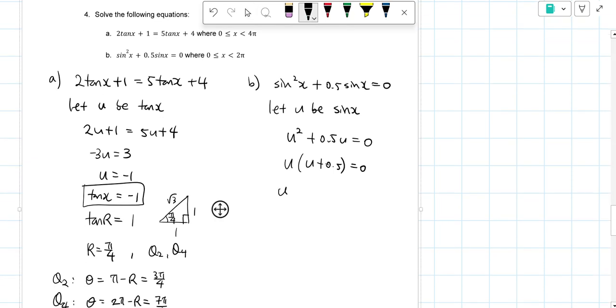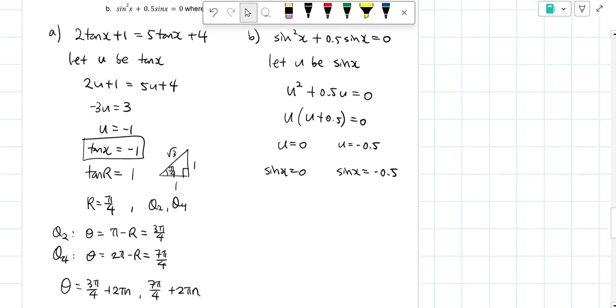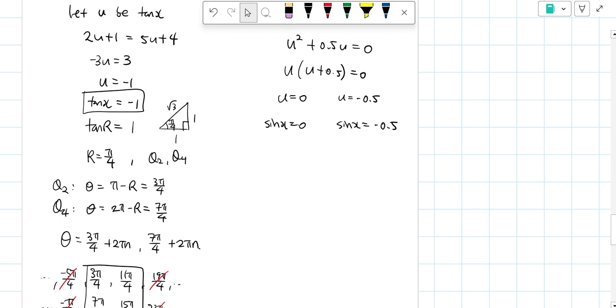What does that mean? Well, this means that u can be 0 and u can be negative 0.5. It's either or. So if I replace sine of x back in the place of u, it becomes sine of x is equal to 0, or sine of x is equal to negative 0.5. So I need to solve multiple equations now. Let's first solve sine of x is equal to 0. Remember that I told you in class that if sine of x or cosine of x is equal to 0 or plus minus 1, drawing the special triangle becomes kind of weird. In my opinion, this one is better solved using the unit circle.